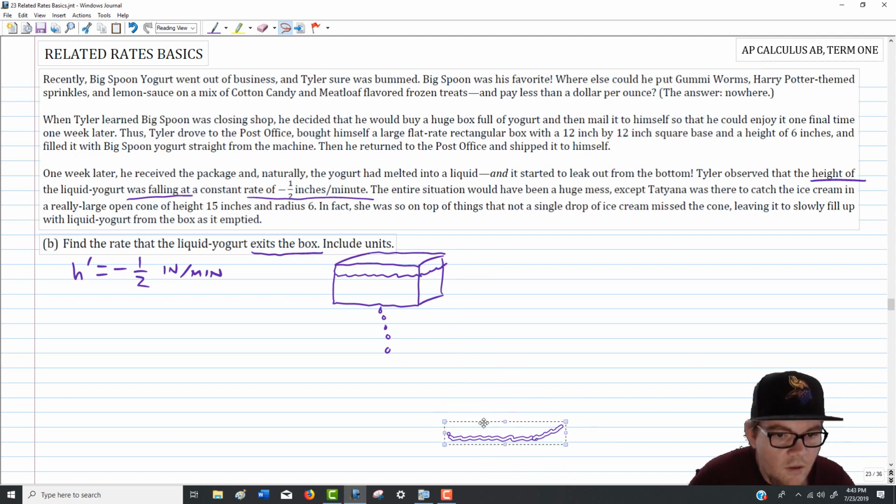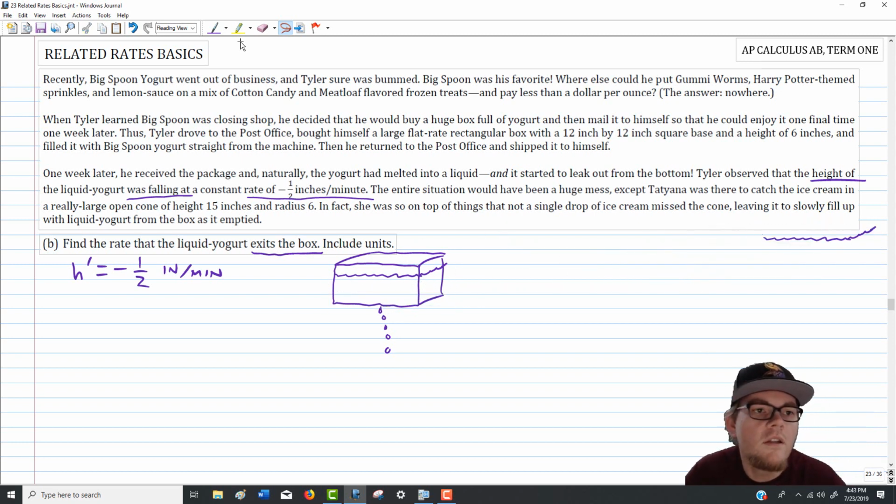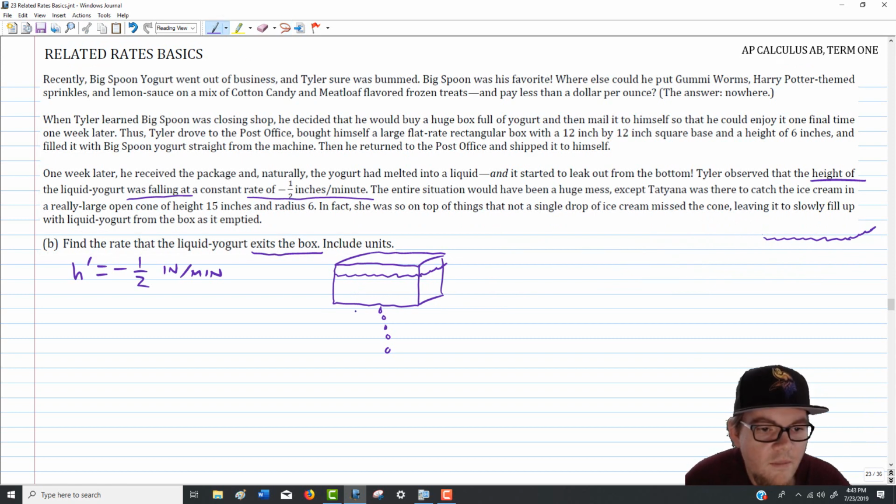There we go. As the yogurt leaves the box, the height of yogurt in the box is going to slowly decrease. So strangely enough, this is actually a problem we've seen before. We just haven't seen it involving a rectangular prism. This is actually just like our cylinder problem. The base dimensions, which were 12 inches by 12 inches, are going to stay constant. It's our height of liquid that's going to change as the yogurt drips out and decreases the height in the box.